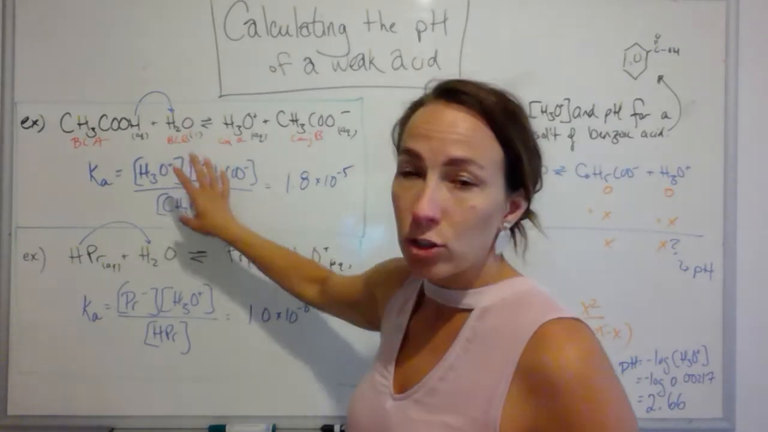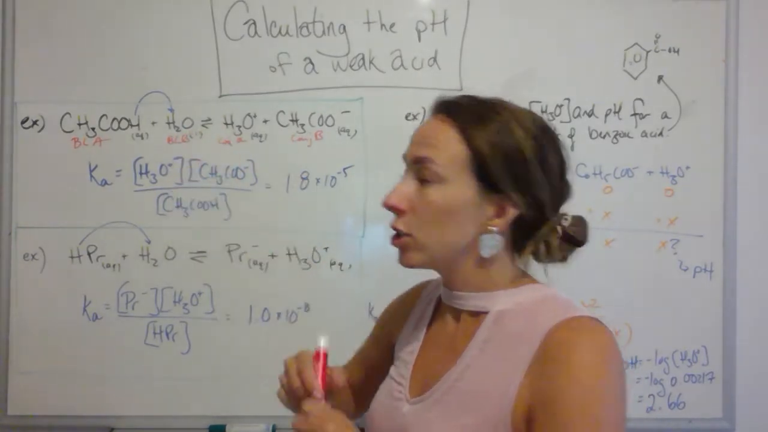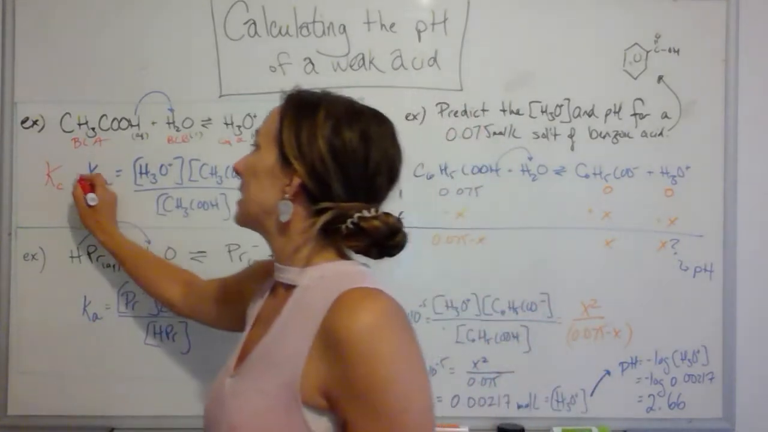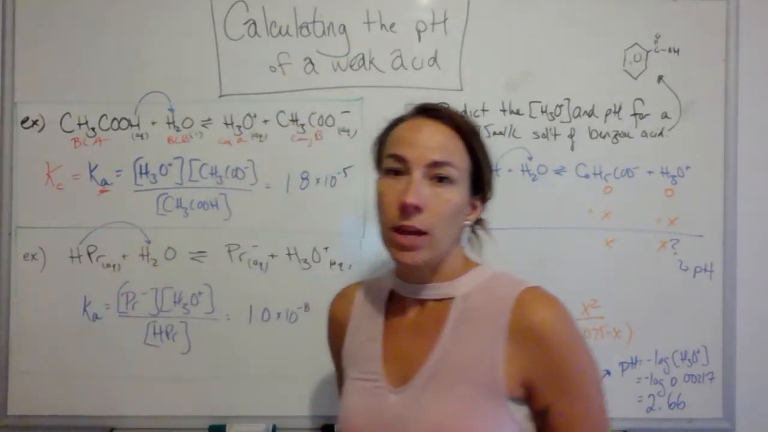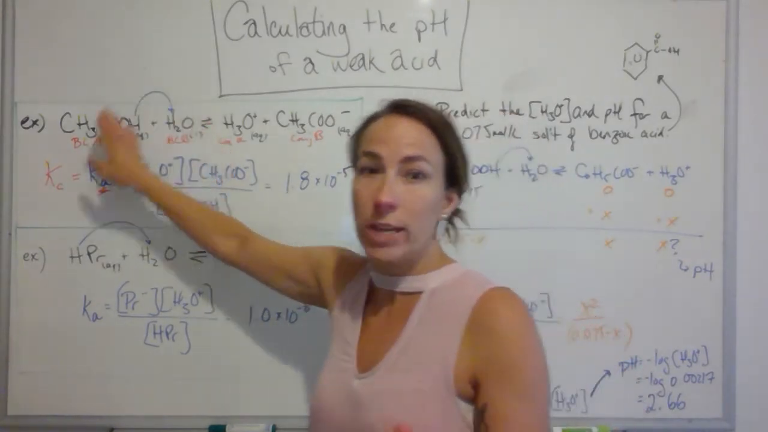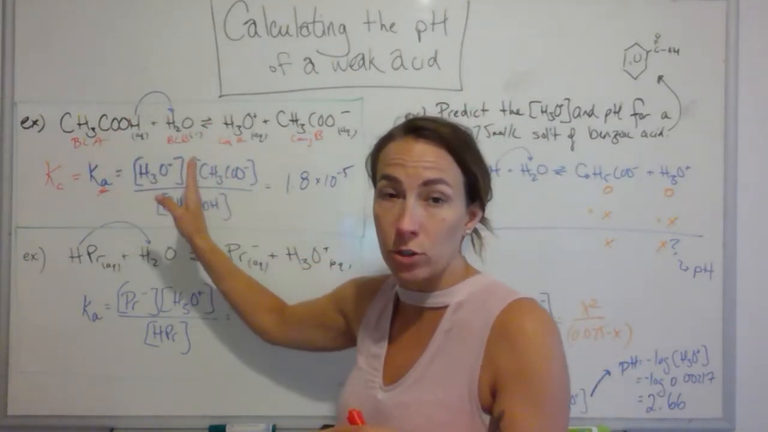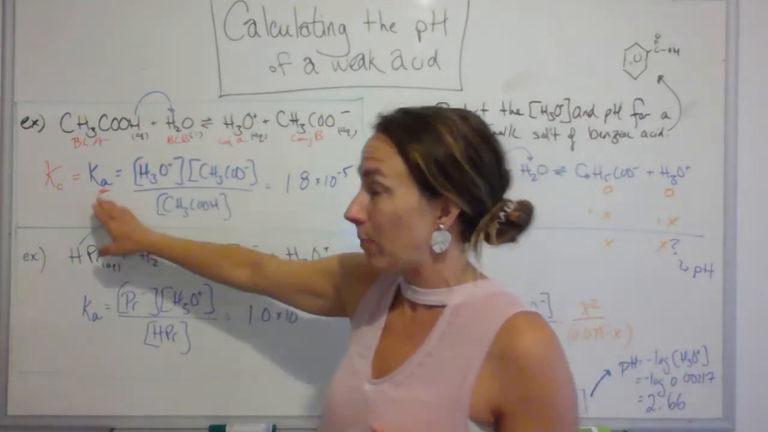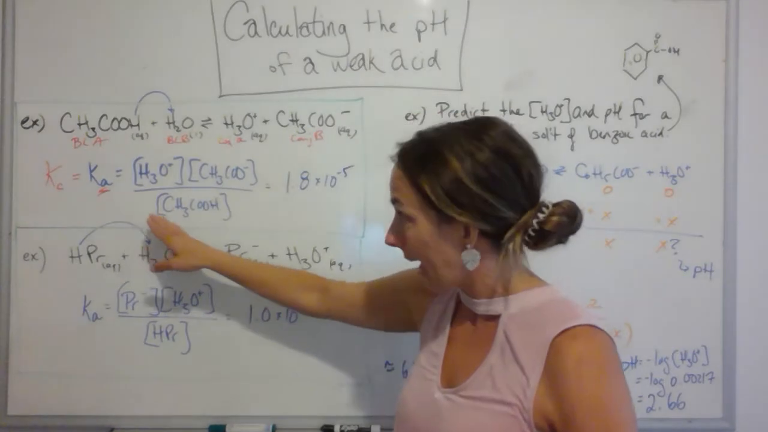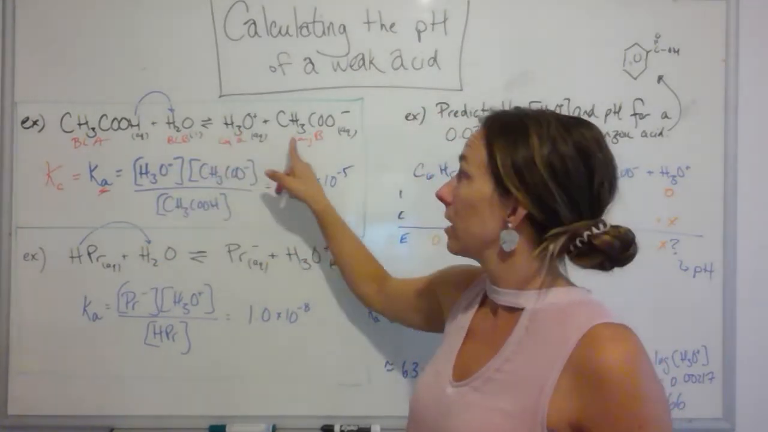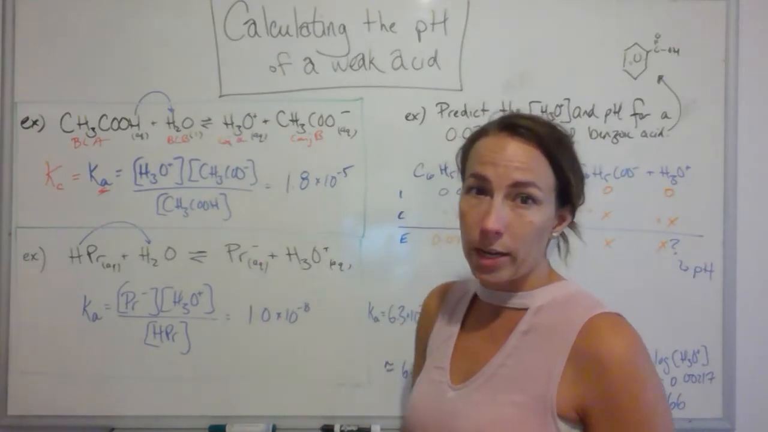Now this is a special kind of K. This is not just Kc, for C for concentration, but it's a special kind called Ka. And Ka is when you have a weak acid in water. So the weak acid solution. So this is a vinegar solution, right? So it's your weak acid in water, gives you a special kind of Kc called Ka. And in Ka, you always end up forming your H3O plus and your conjugate base over your weak acid.